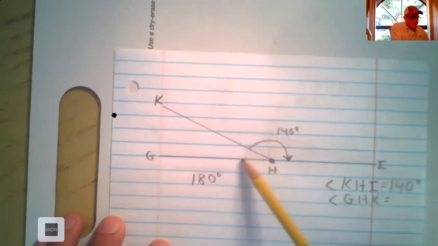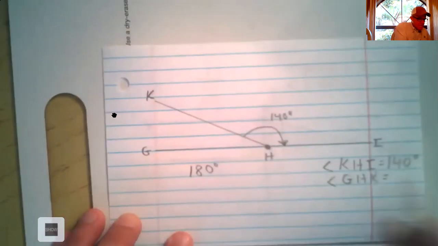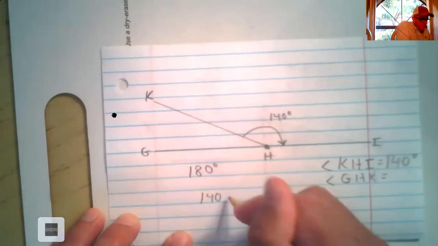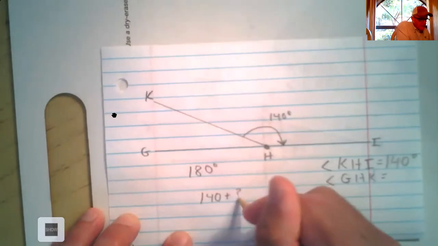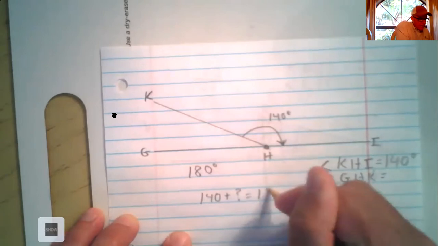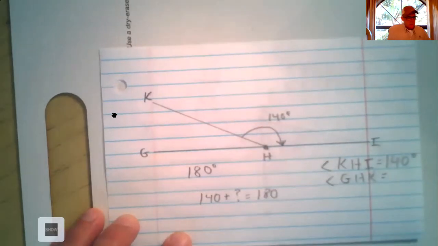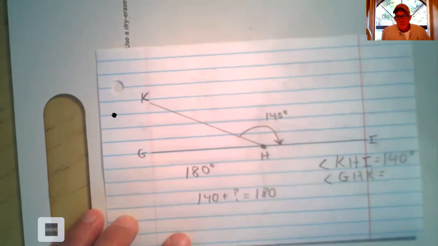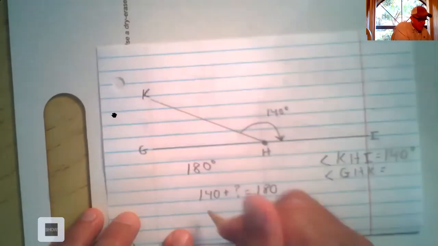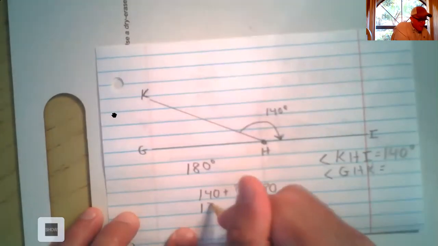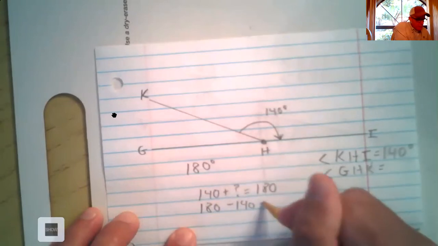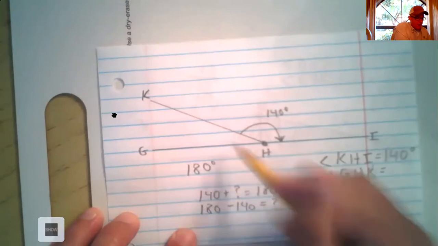So what is remaining? We could say 140 plus what equals 180 degrees. So we have our 140 here plus whatever this angle is equals our straight angle. And the way we're going to find that is we're going to say 180 minus 140 equals our unknown angle here.